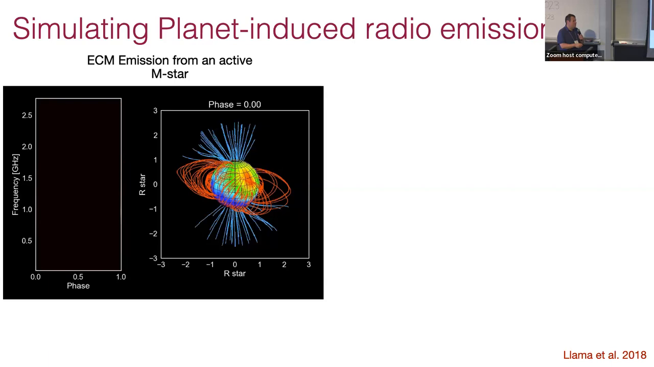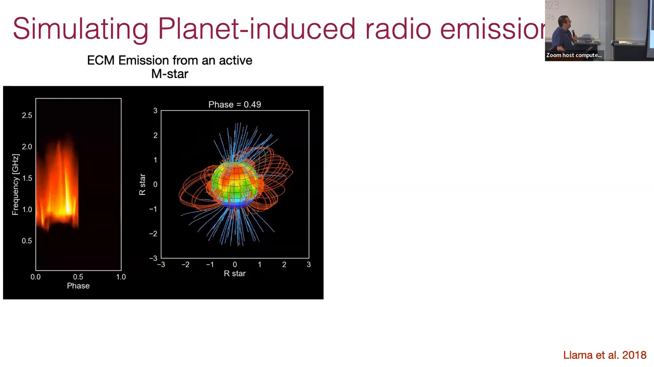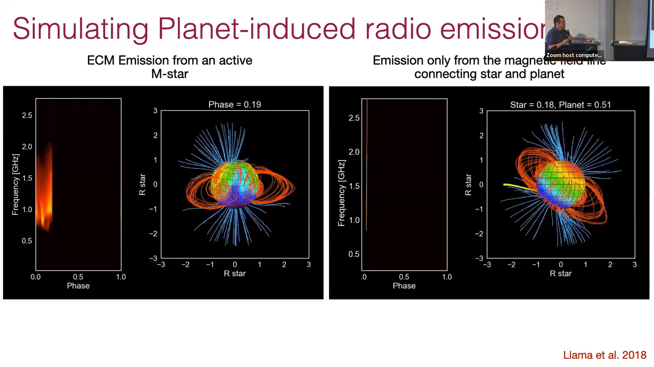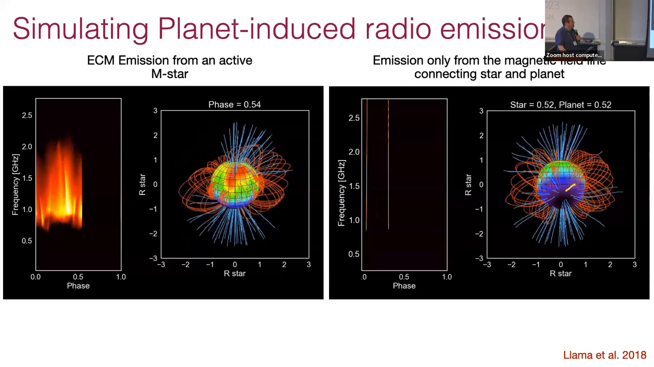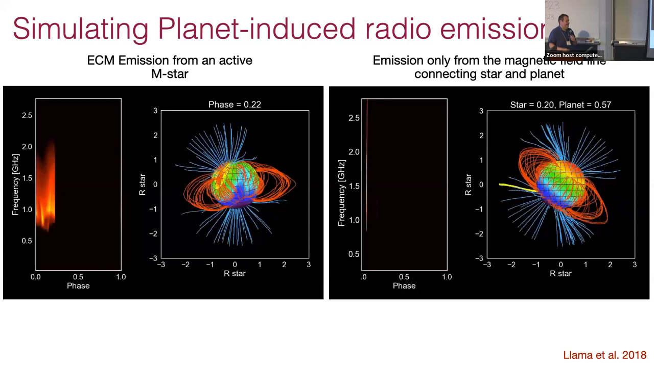If I take the theorist and modeler's prerogative and just let everything emit as much radio emission as it can, this is the spectrum you would expect to see from this system if you were looking for ECM emission. But if we allow only the field line that connects the planet to the star to emit, that's the yellow line here zooming around, this is what you would see as an observer on Earth. So you have to be really careful. It's a really hard measurement to make, and props to Jake's team for getting this tentative detection from Tau Boötis. I think this is really exciting.